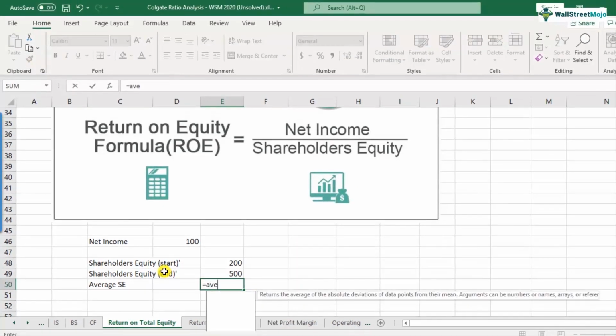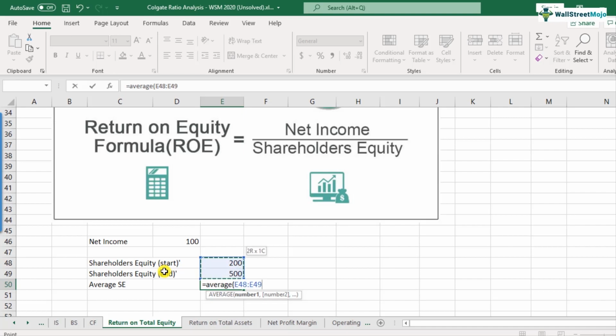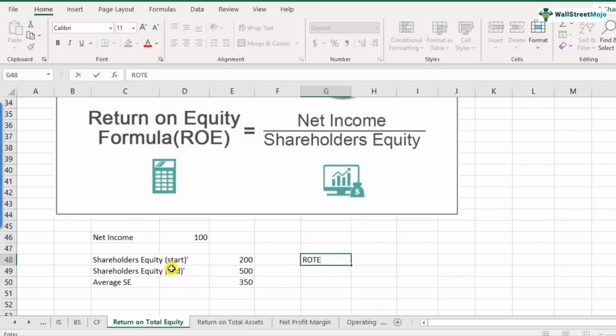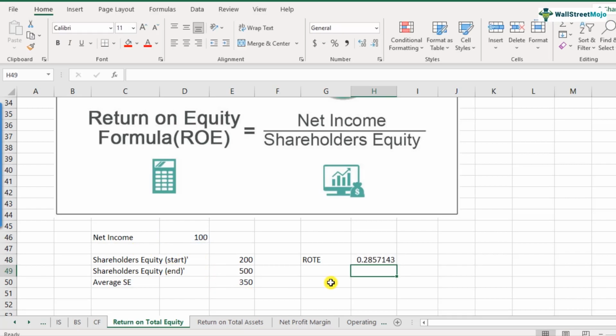So the average shareholders' equity of 500 and 200 comes out to be 350. So the return on total equity is equal to 100 divided by 350, which comes out to be 28.57%. So how good or bad is this? Obviously, you will have to compare this with the industry to understand whether they are above the industry peers or below the industry peers.